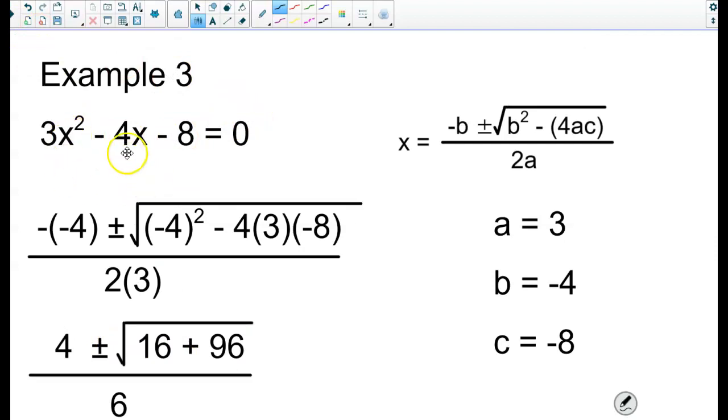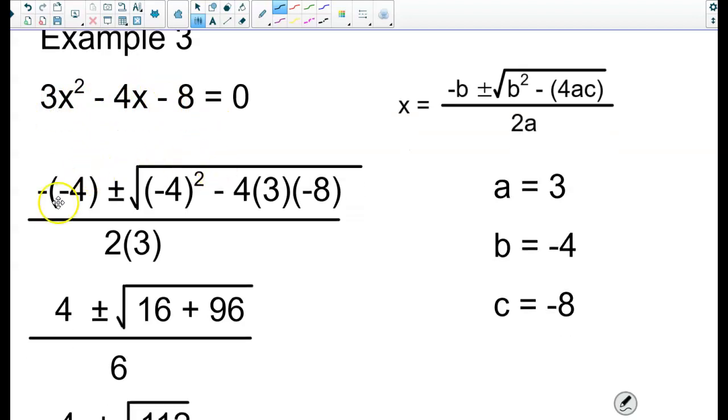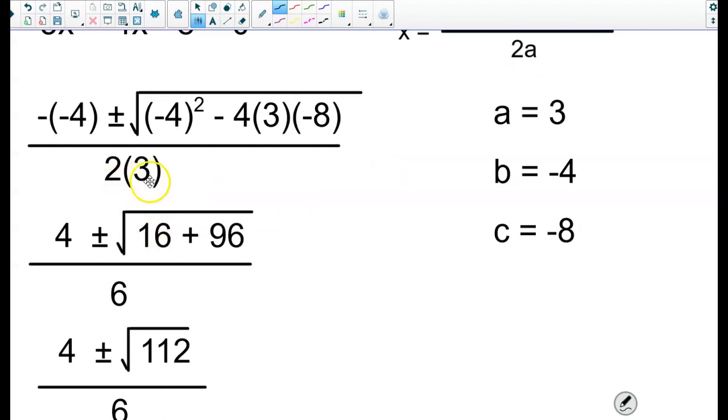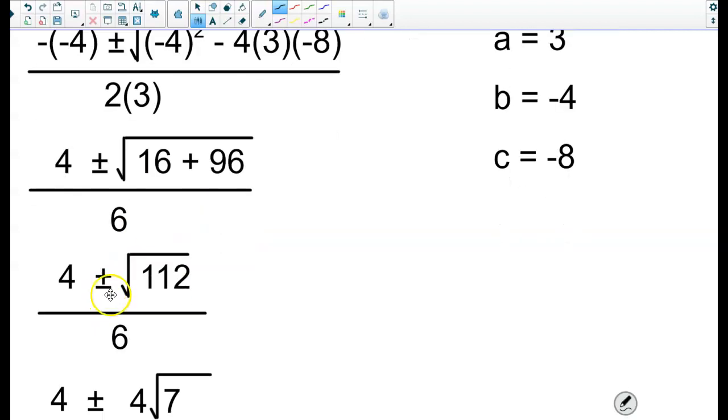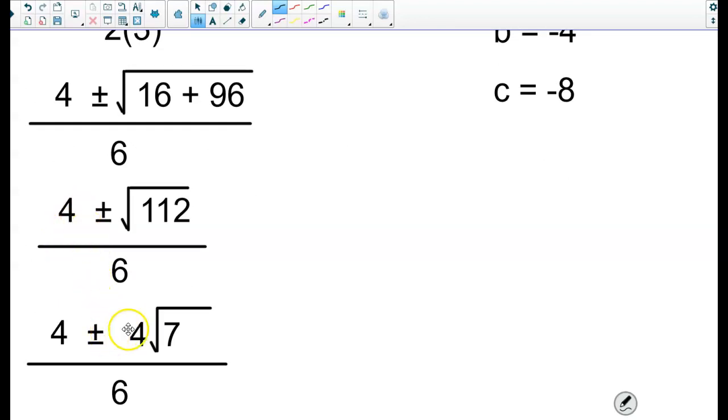Here's another example where my a is 3, my b is negative 4, and my c is negative 8. I'm just plugging the numbers in. Negative 4 for b plus or minus the square root of negative 4 squared minus 4 times 3 times negative 8 over 2 times 3. Just plugging my a in. 4 plus or minus 16. Notice the double negative. Negative 4 times 3 is negative 12. Negative 12 times negative 8 is a positive 96. You simplify the root 112. And my answer is 4 plus or minus 4 root 7 over 6.